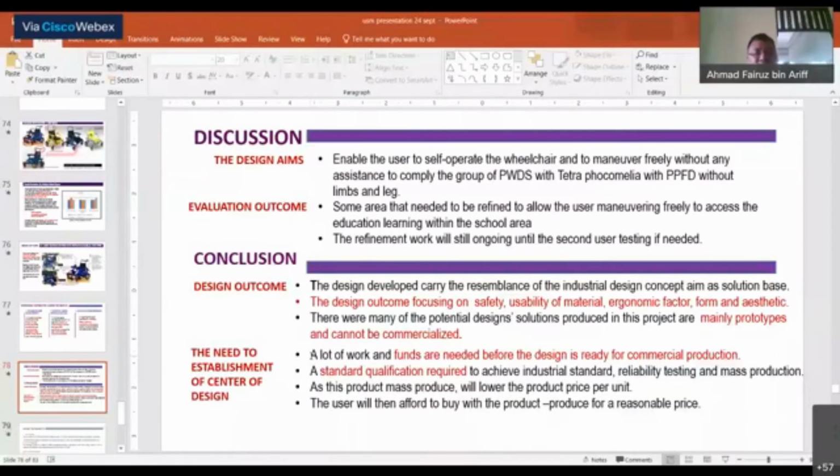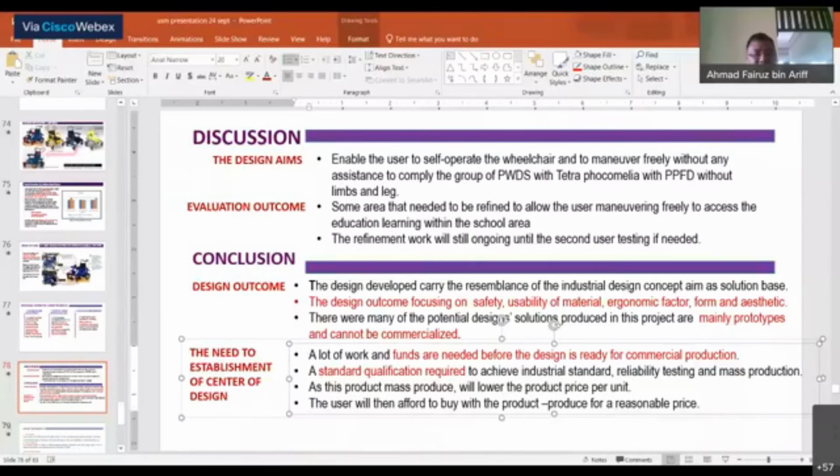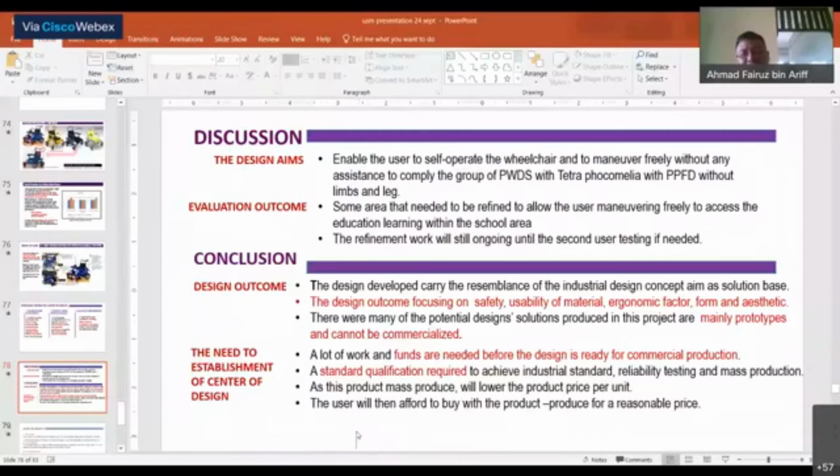So which is a lot of work. In building the design, there's a lot of work and funds needed before the design is ready for commercial production. A standard qualification is required to achieve industrial standard, reliability testing and mass production. As a product is mass produced, it will lower the product price per unit. The user will then be able to afford to buy the product for a reasonable price.